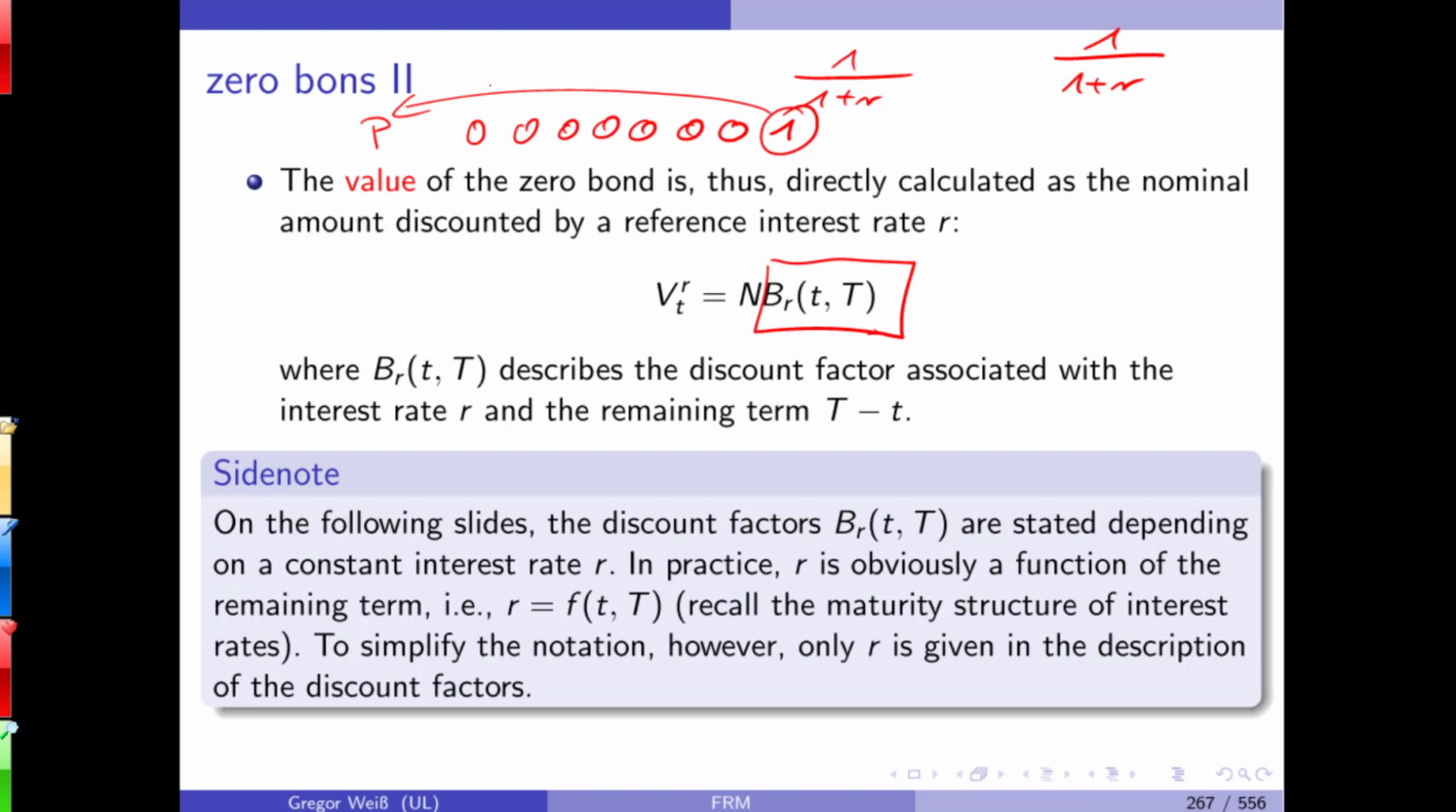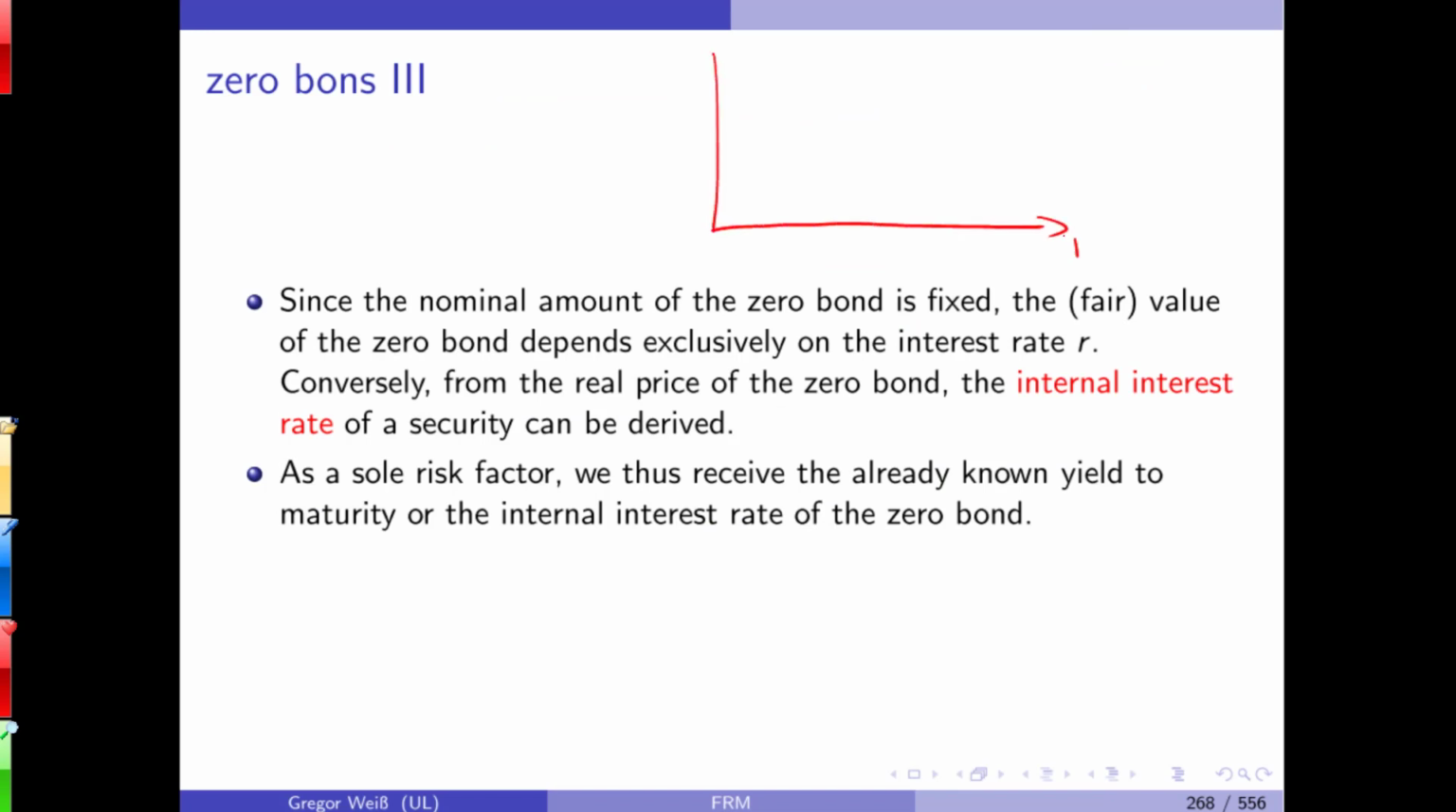And on the following slides, the discount factors B(t, T) are stated depending on a constant interest rate. In practice, R will of course be non-constant for different maturities. And this is the important distinction between a flat interest rate curve or yield curve, a normal interest curve or yield curve, or a so-called inverse yield curve. We have the same: flache Zinsstruktur, normale Zinsstruktur oder inverse Zinsstruktur. And for example, we have 1 year, 2 years, 10 years.